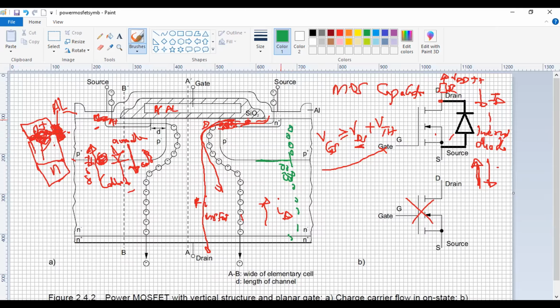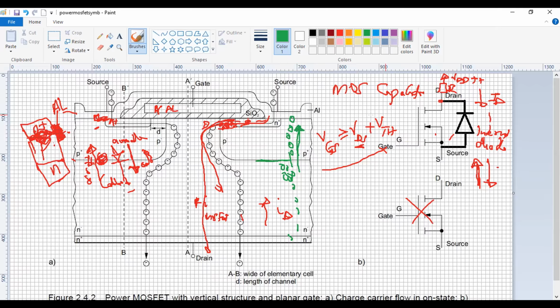Remember this is shorted, so there's no problem. So you'll have electrons flowing in that direction. The electrons are actually flowing from the drain to the source. So you see that this is, I want to call this a minus direction. So you have these electrons flowing that way.